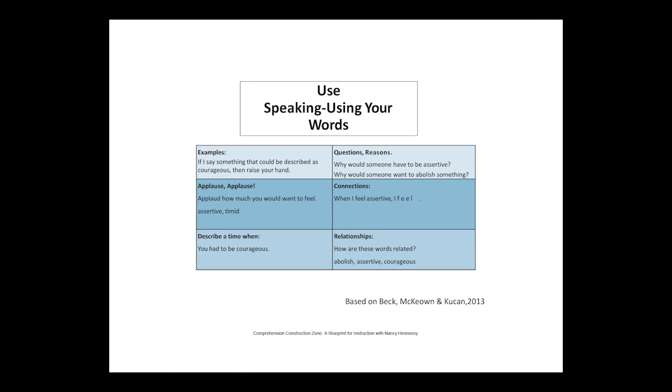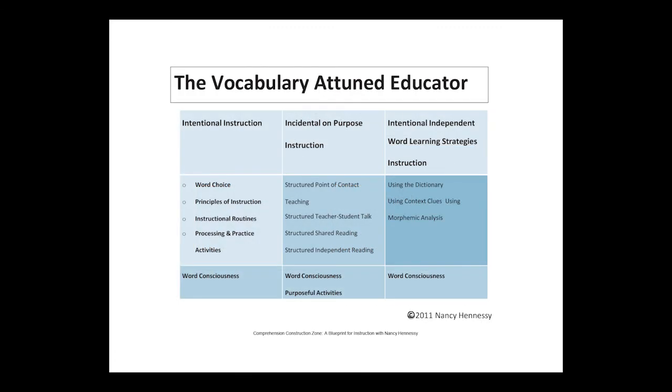And then how are these words related? Abolish, assertive, courageous. By the way, all these words reference back to dear Benjamin Banneker and to that critical understanding. So the words are related throughout. And you're building, it's incremental, you're building on their understanding of them. Okay. So the last two I've already briefly described to you. We're not going into these in detail today.